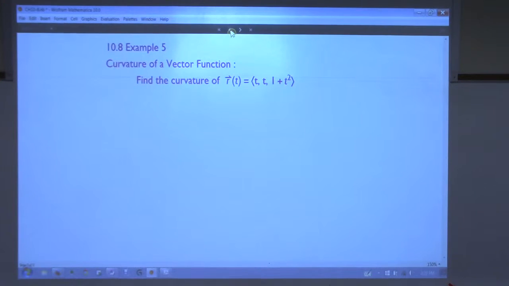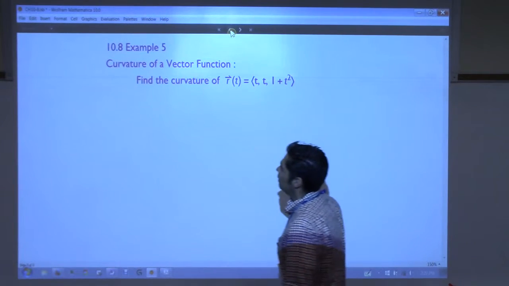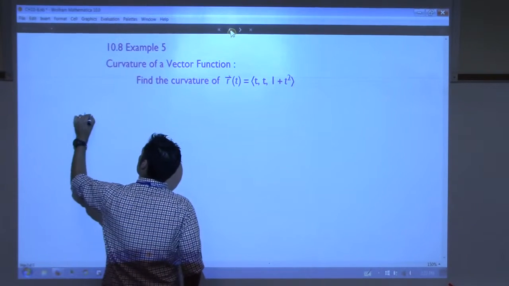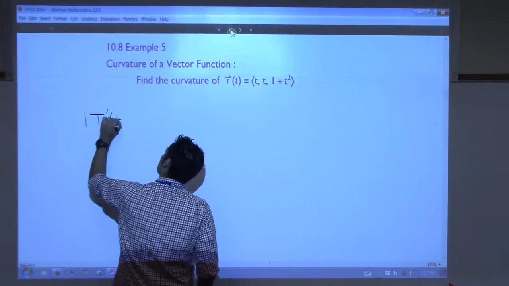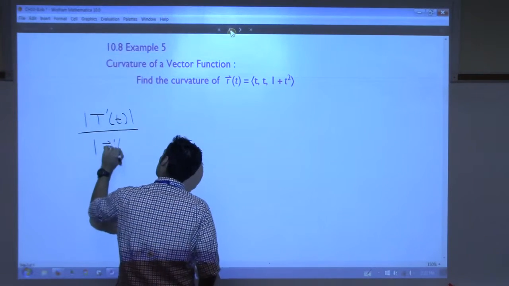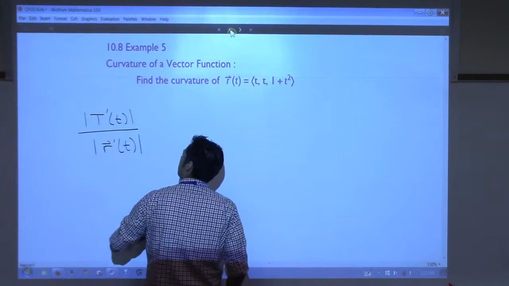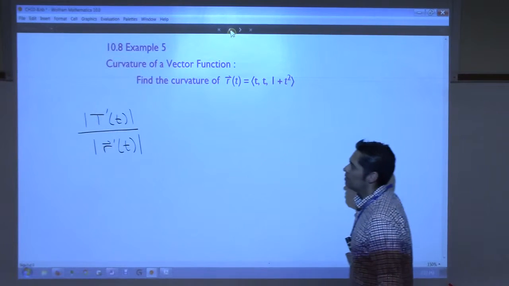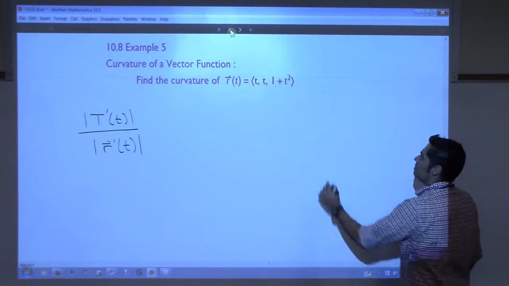Find the curvature. What formula do you like? I like the one we just used, but let's try the other one, okay? The other one was the derivative of the unit tangent vector magnitude over the derivative of the position vector magnitude, right? All right, so I'm going to need to find the derivative.